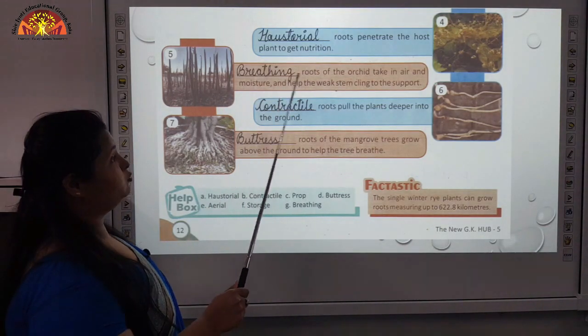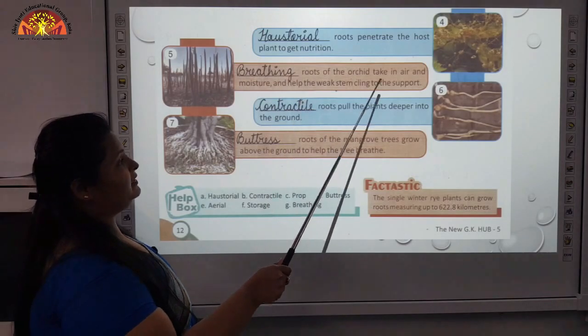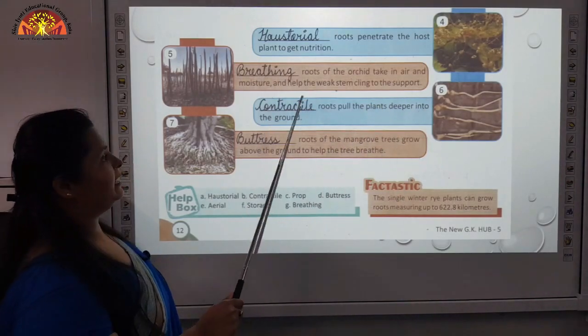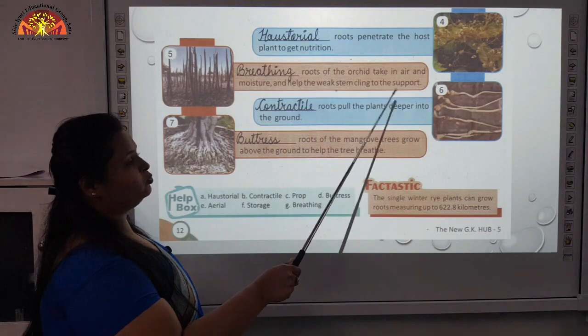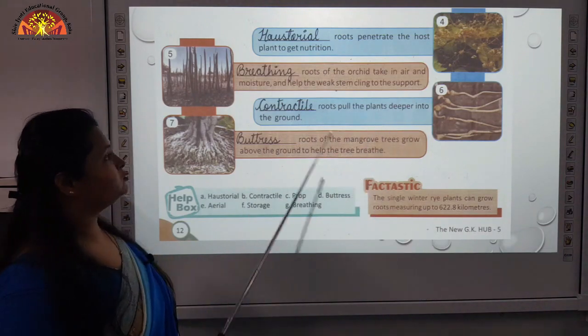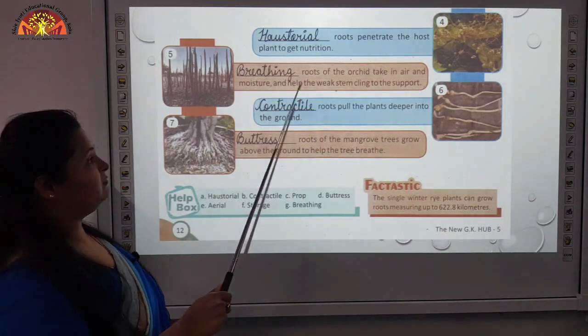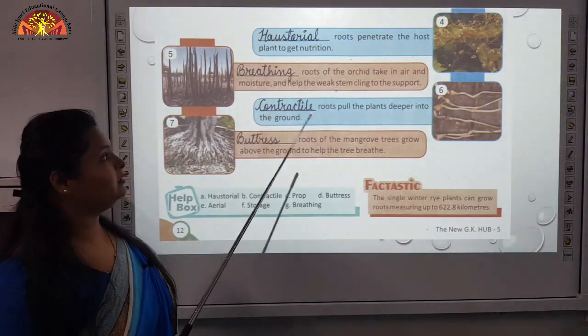Next, breathing roots. Breathing roots of the orchid take in air and moisture and help the weak stem cling to the support. Okay, now breathing roots. Now what happens is, when these roots are in the soil, they do not get enough oxygen.